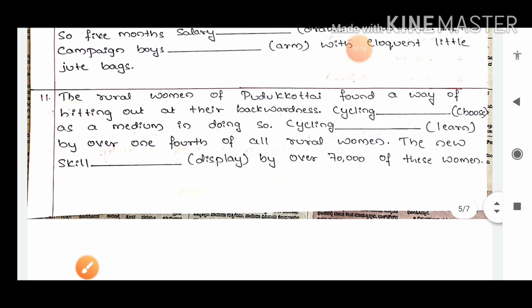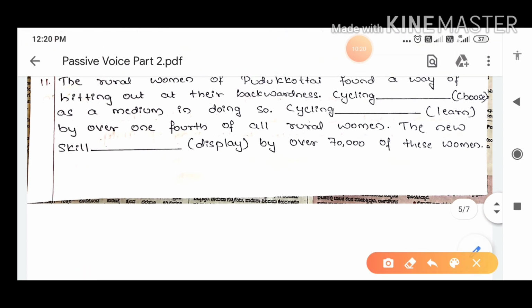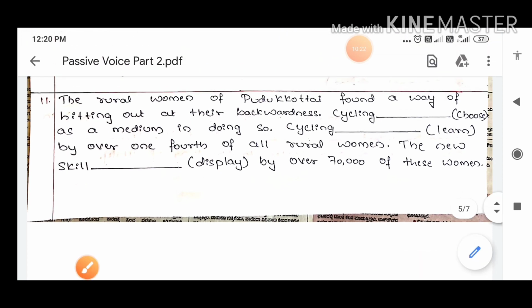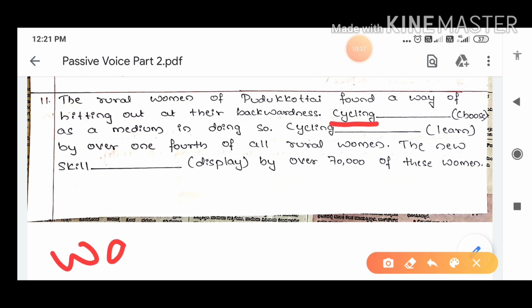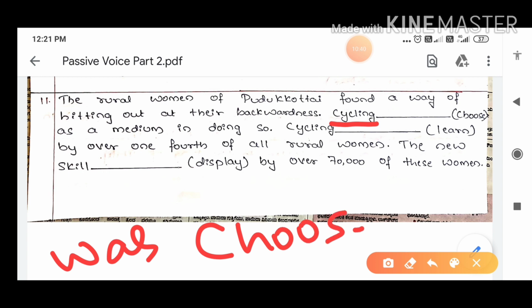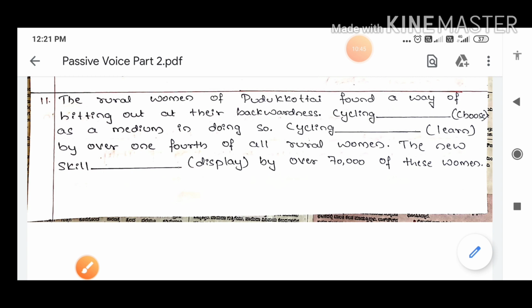So the 11th example. The rural women of Pudukkottai found a way of hitting out at their backwardness. Cycling is a singular, so we make use of was, and V3 of choose is chosen. Cycling was chosen as a medium in doing so.